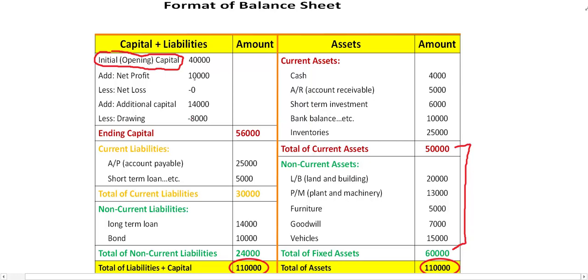So 40,000 plus 10 becomes 50. 50 plus this one becomes 64. 64 minus 8,000 becomes how much?